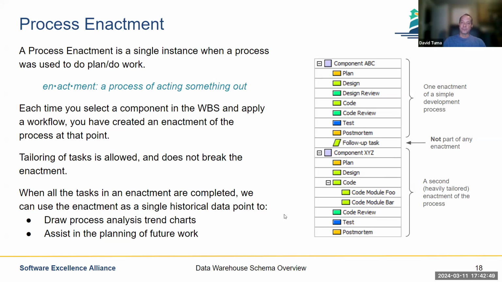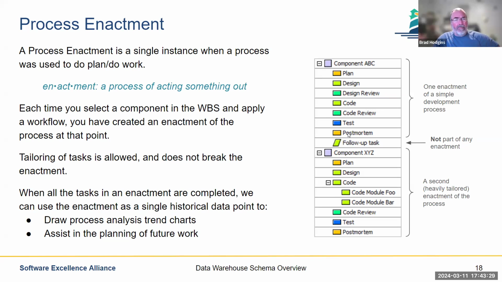So why this is important is because the dashboard or other tools would look at each one of these enactments as kind of a coherent thing. When we finish all of the tasks in a single enactment, that single enactment can become a historical data point that we could add to a trend chart or a scatter plot, or we could sum up the data in it and use it to assist in the planning of future work, like percent time in phase, or cost of quality, or estimated yield, estimated productivity. Does that all make sense?